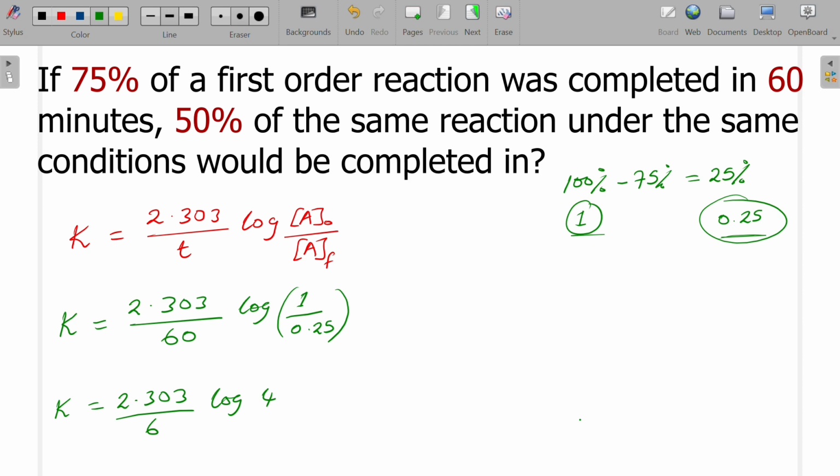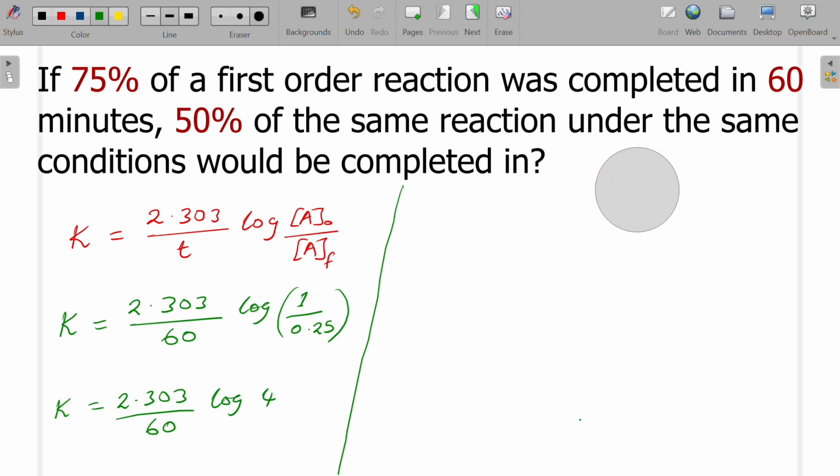Now we can proceed here to find what 2.303 divided by 60 will give us, but in this case, I'm not doing that. We'll see the reason why I'm not doing that, but you can do that still. Let's proceed. So this is the part of the 75% and the 60. Let's look at the 50%. So we get rid of that part.